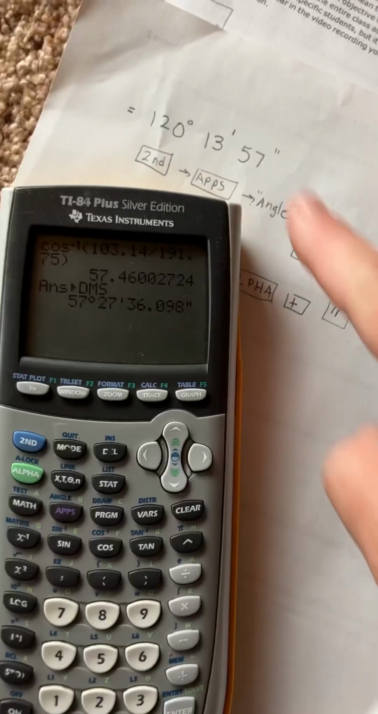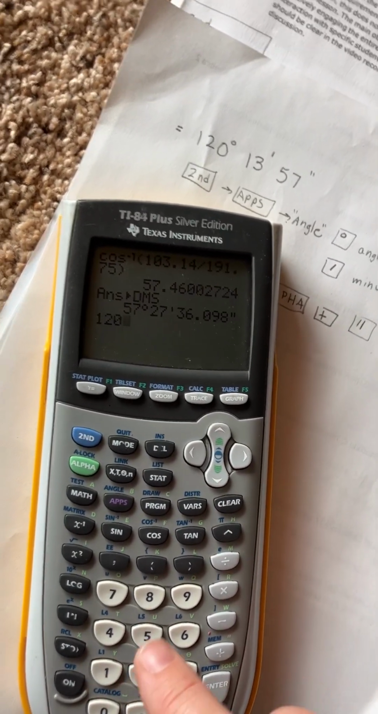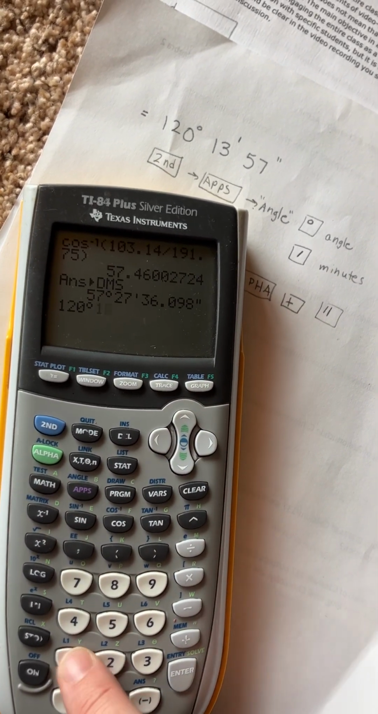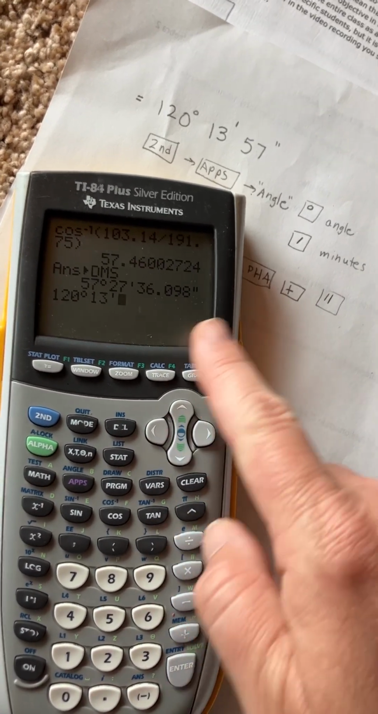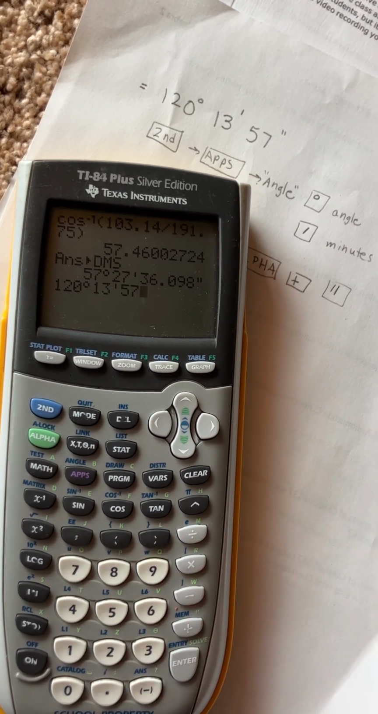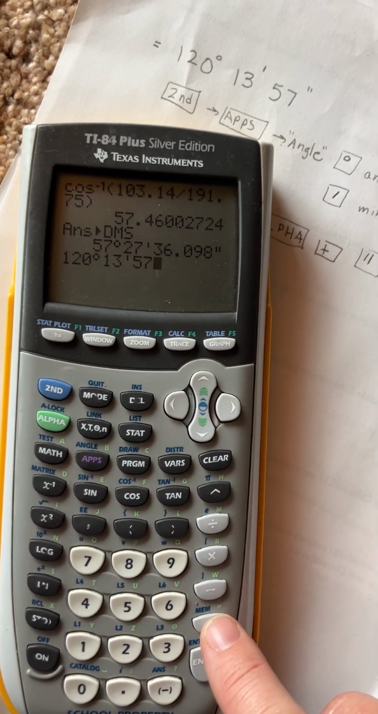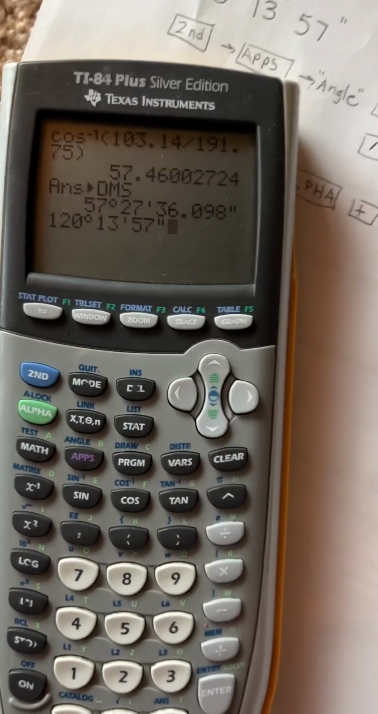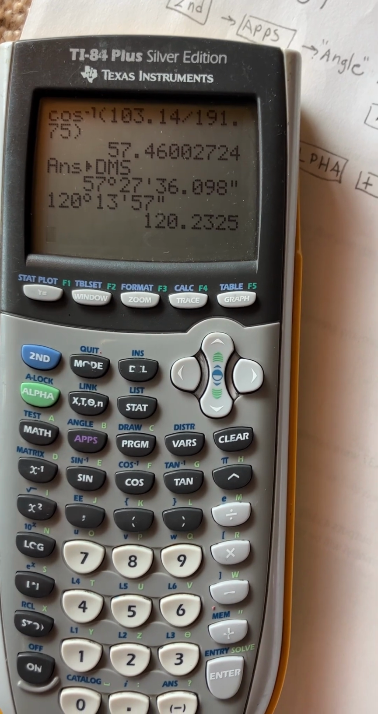This is actually from problem 2, the second one here. So it was 120, and I'll go second angle menu. So 120 degrees, 13, second angle menu again, 13 minutes, and this one has 57 seconds. You can't use that angle menu, it's not in there. I don't know why, but it's over here instead. So alpha plus, and there it is. And now I push enter, and it'll transfer it into the decimal form for me.